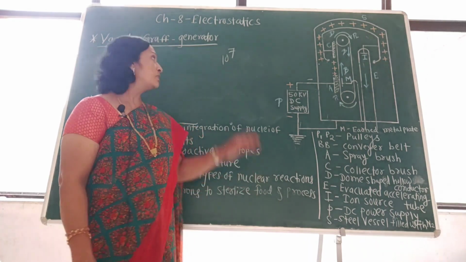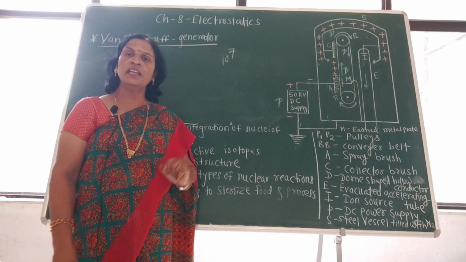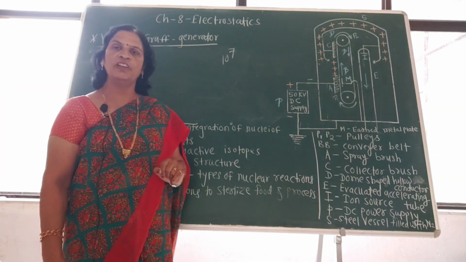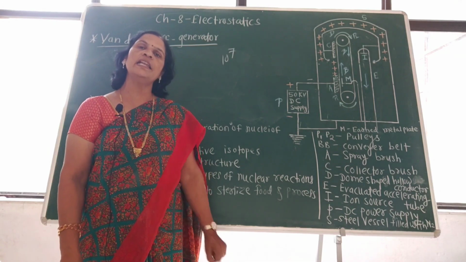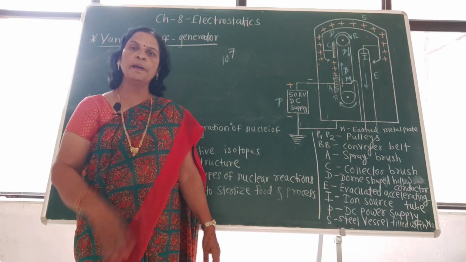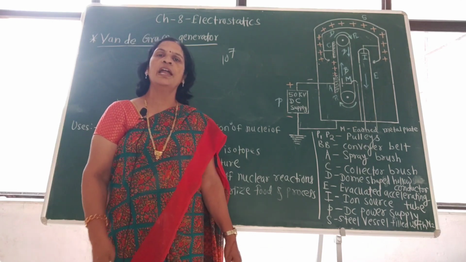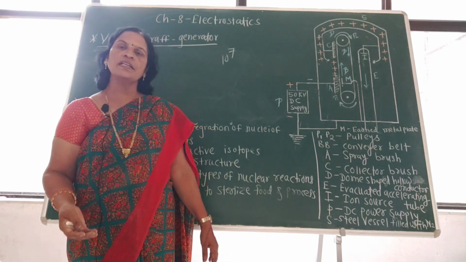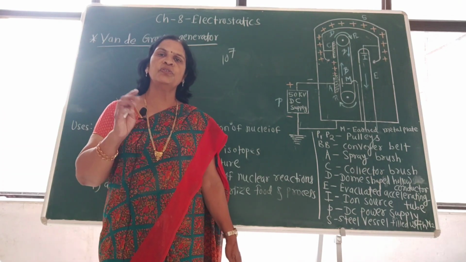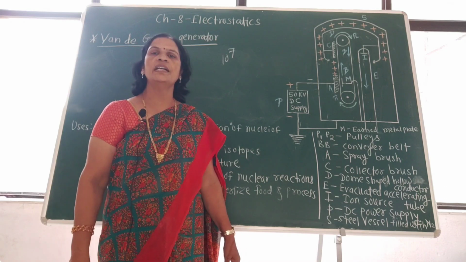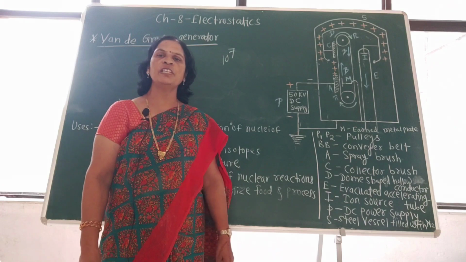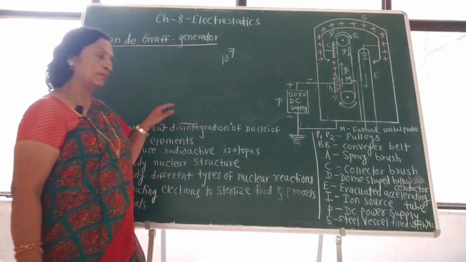With this very high potential difference, a very high electric field is produced, and this field is used to accelerate charged particles like protons, alpha particles, and deuterons. The accelerated charged particles acquire very high energy, and this high energy is used in nuclear physics for various purposes.